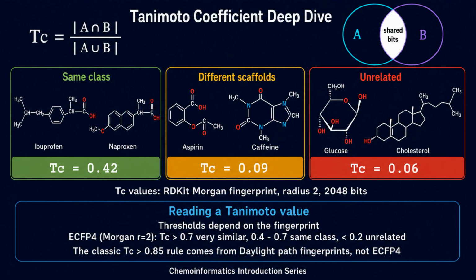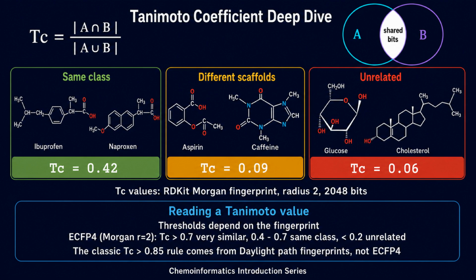Let's understand the Tanimoto coefficient more deeply. The formula is the size of the intersection divided by the size of the union of 2 fingerprint bit sets. Visually, it asks what fraction of the combined bits are shared. One thing to keep in mind, a Tanimoto value only means something once you say which fingerprint produced it. All 3 examples on this slide use RDKit Morgan fingerprints with radius 2 and 2048 bits, that is ECFP4.